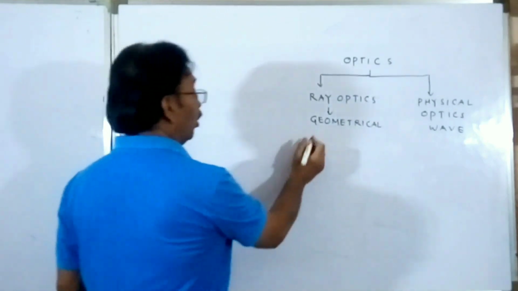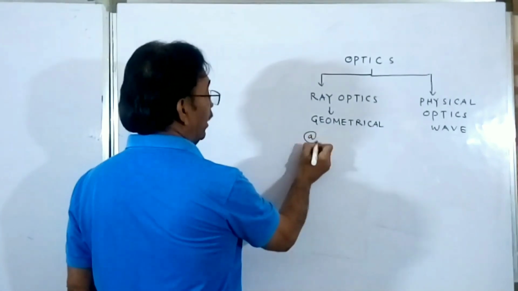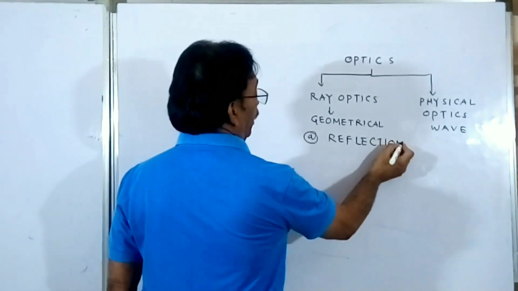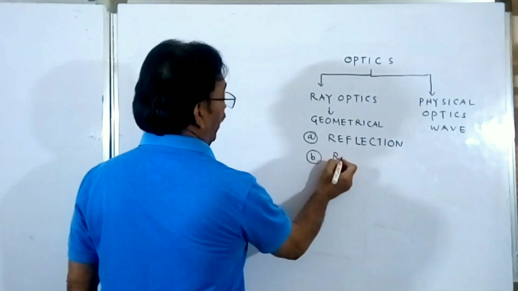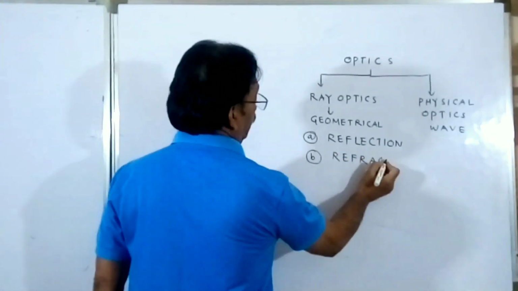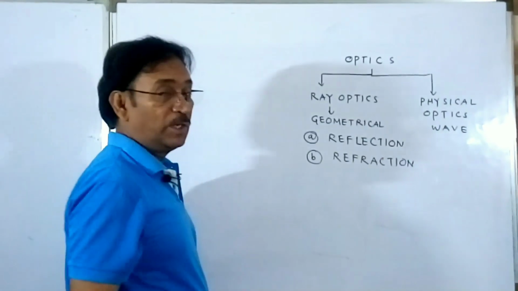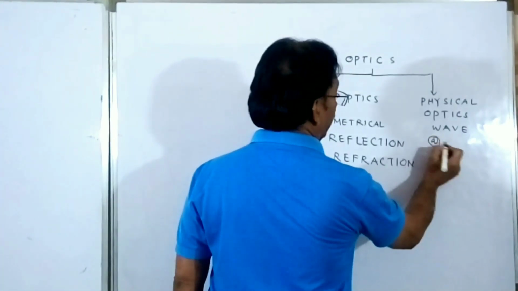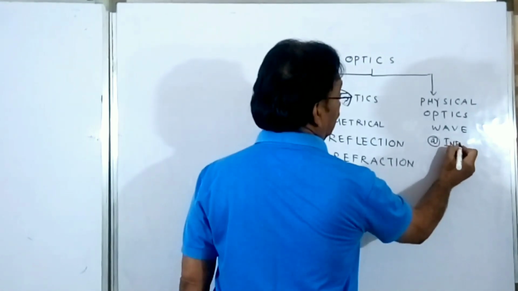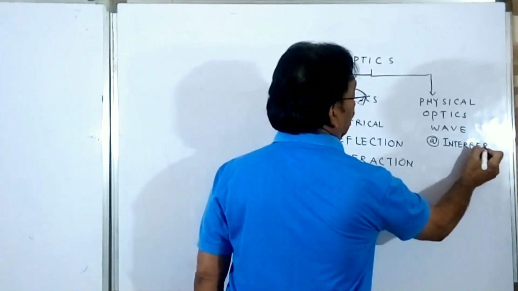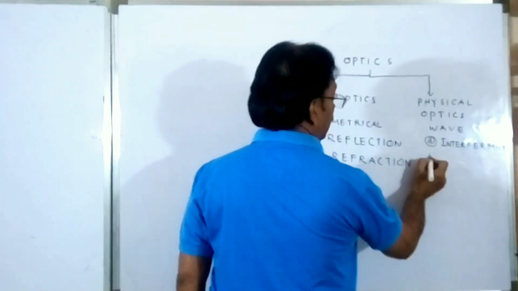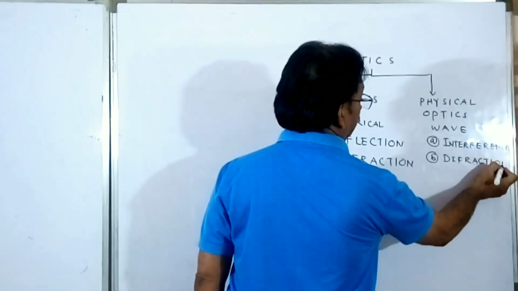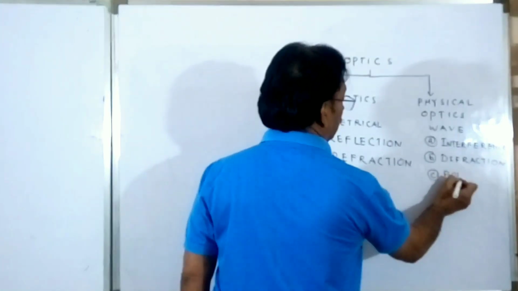When we are studying optics, particularly in ray optics, we learn about properties like reflection and refraction. These two are explained by the geometrical method. If you go with physical optics, here we learn about interference, second is diffraction, and third is polarization.